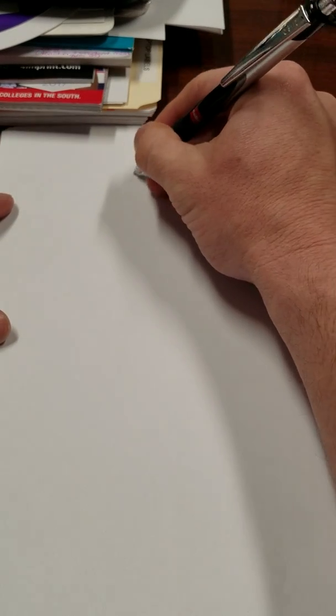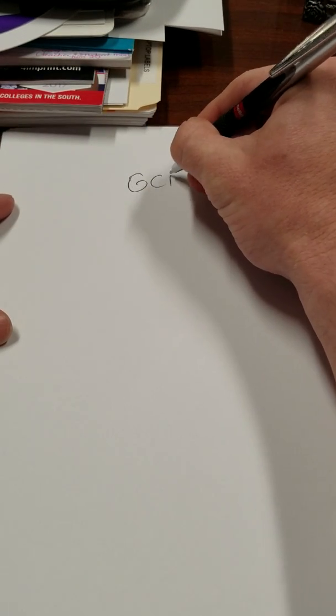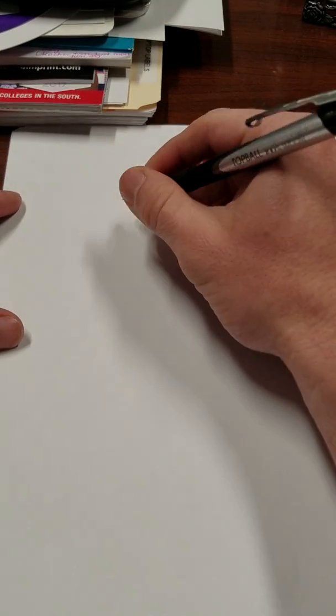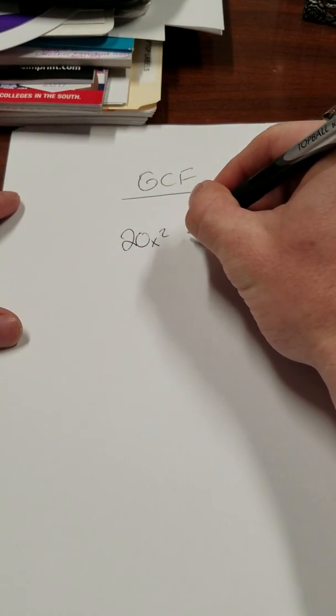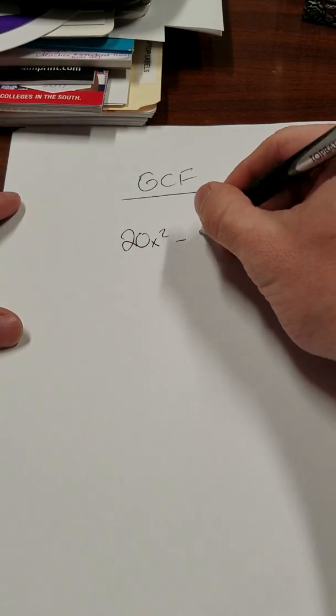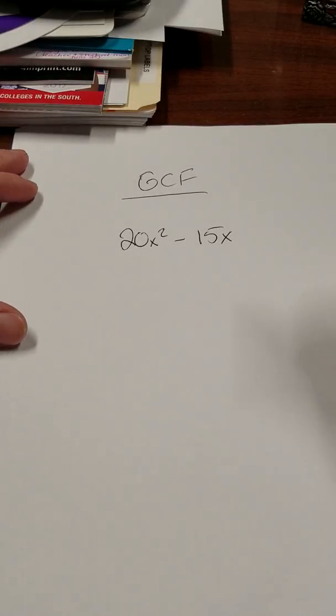Alright, it seems like all of us are struggling with finding a GCF when given two terms, like 20x squared minus 15x. And we're having a hard time figuring out what to factor out. So let me give you a way of doing this that will work every single time. Basically, we're going to do the prime factorization of this.